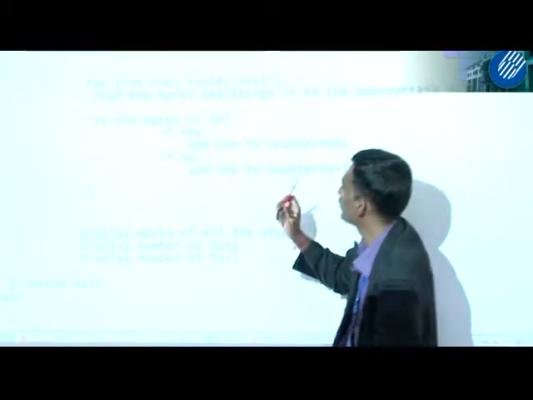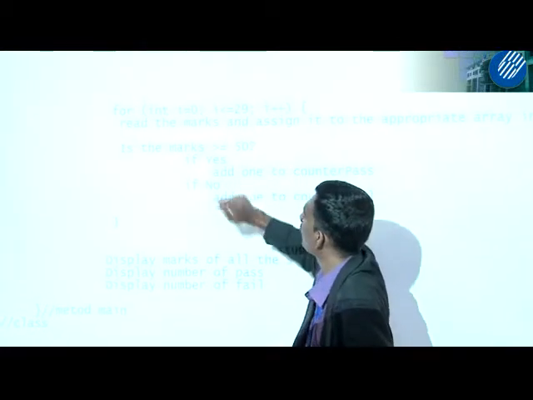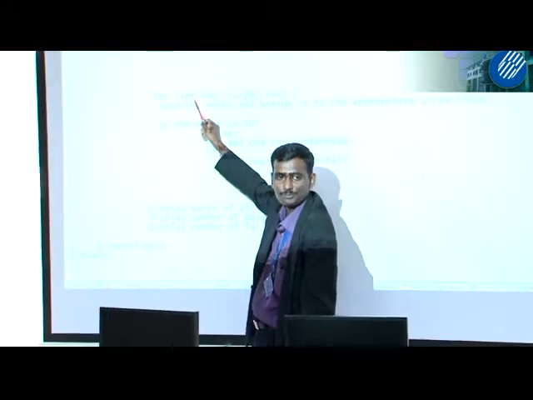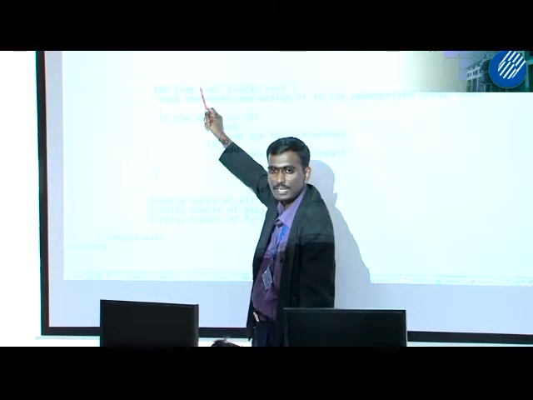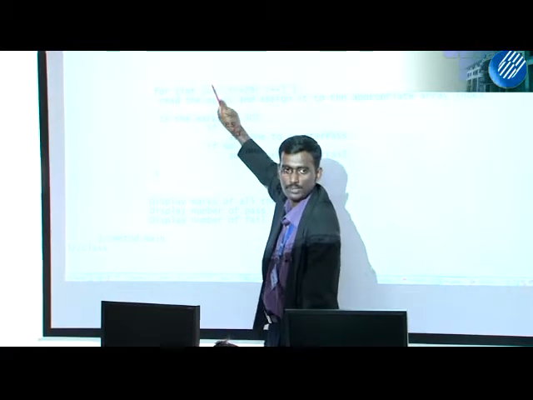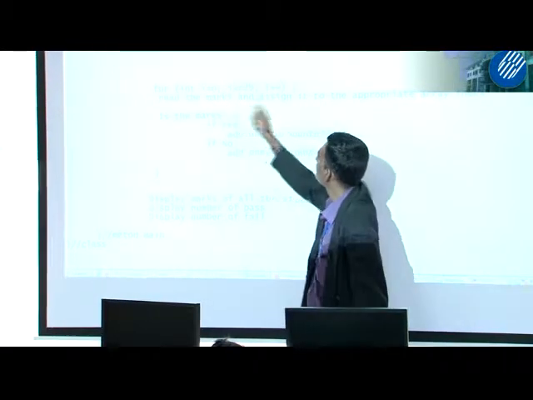There's one difference between C and Java. In C, you cannot put int here. It needs to be declared outside. But in Java, you can put int here, no problem. That's the only difference, but the rest are the same.